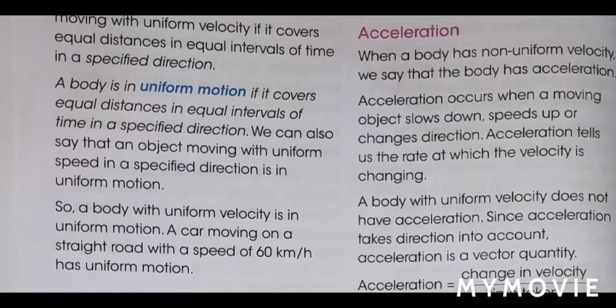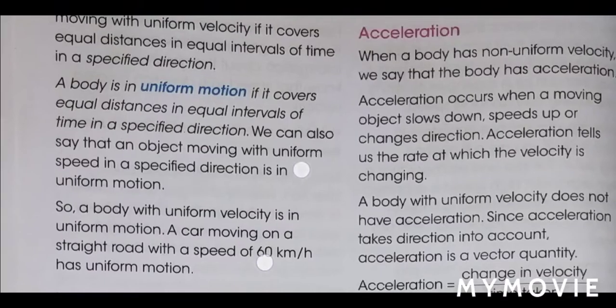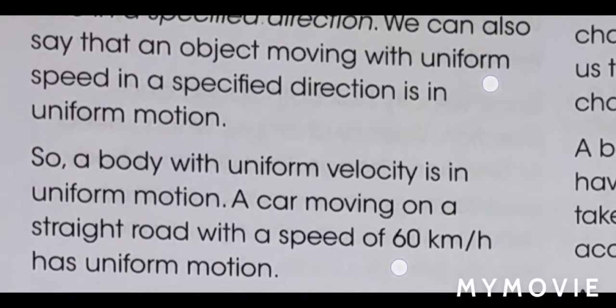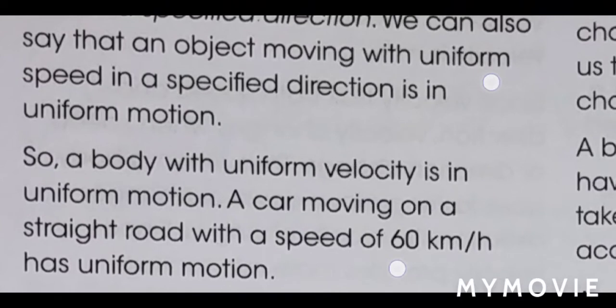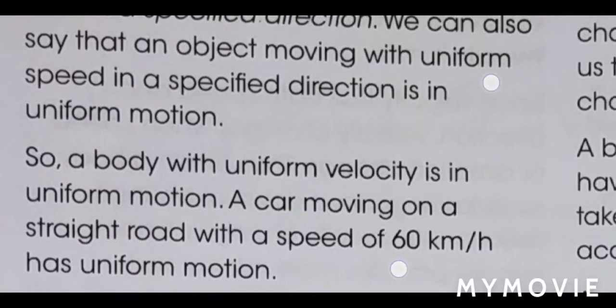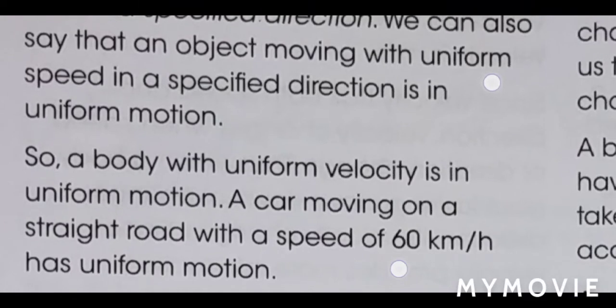In your textbook, one example is given. A car moving on a straight road with a speed of 60 km per hour has uniform motion. That is, that car covers 60 km in the first hour, again 60 km in the second hour, and 60 km in the third hour, and like that it goes.